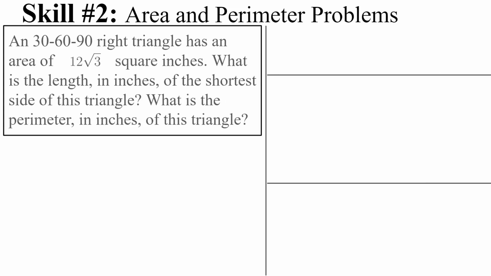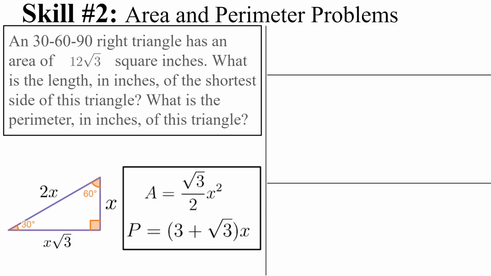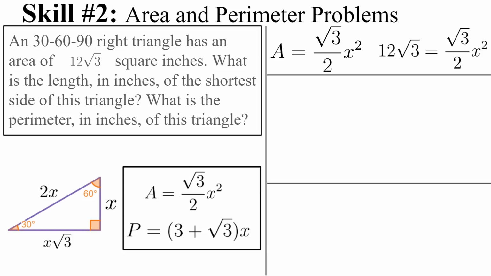Okay, so for this one, we're going to do a 30, 60, 90. So that's this one, and the equations, you jot them down, come up with them on the test. You don't have to memorize them, but let's just assume we did that part already. And it says we have an area of 12 root 3. So we're going to put in for area 12 root 3, and now we're going to solve this equation for x. So the first thing I'm going to do is divide both sides by root 3 over 2, and we get x squared equals 24.